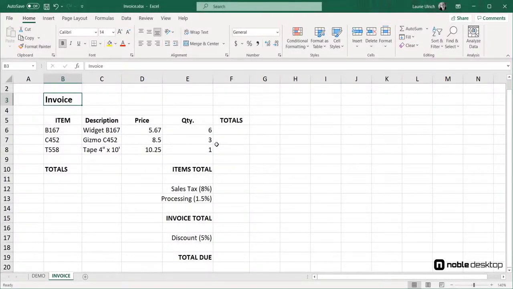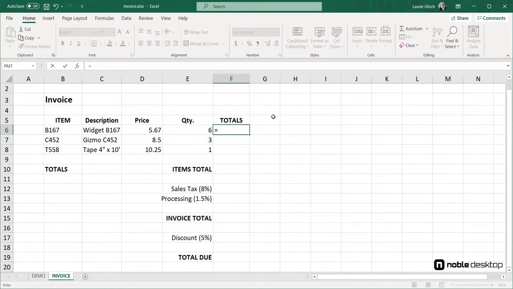Now let's do some simple calculations to complete an invoice. Switching to my invoice worksheet, we can calculate the total for each line item and then total the line items using the sum function, created by clicking the Auto Sum button.